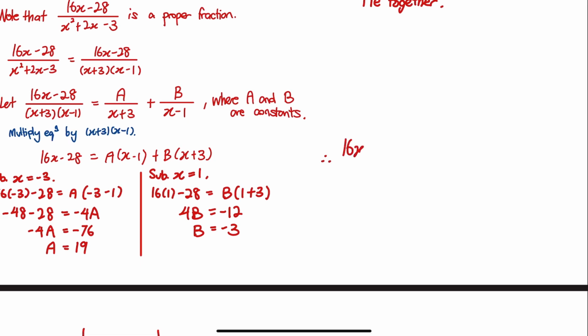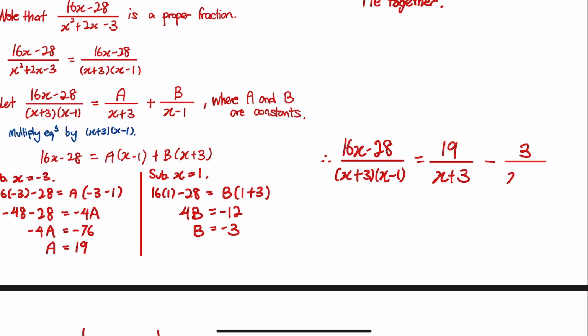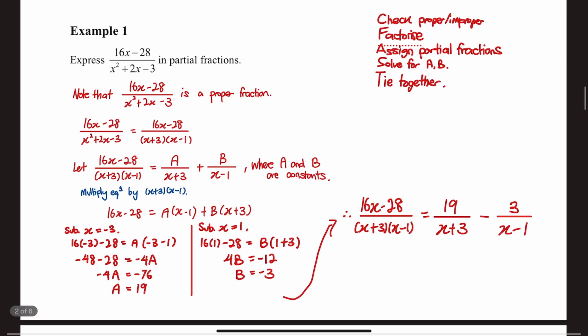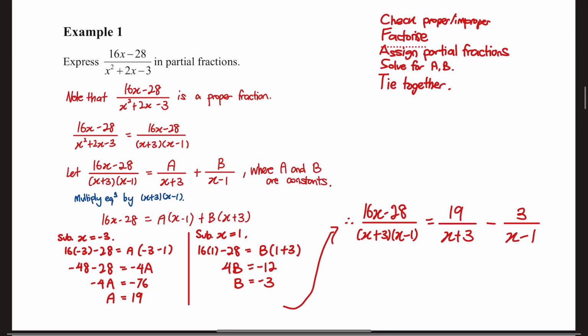Therefore, 16x minus 28 over x plus 3 times x minus 1 is equal to 19 over x plus 3. Then b is negative 3, so this will be minus 3 over x minus 1. Okay, and that is your final answer to example 1.